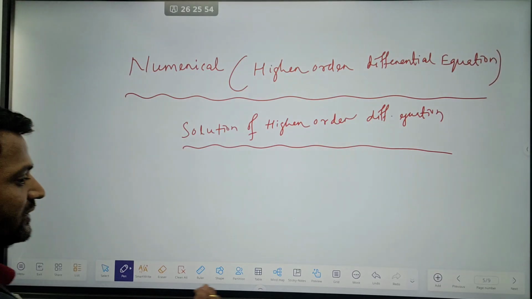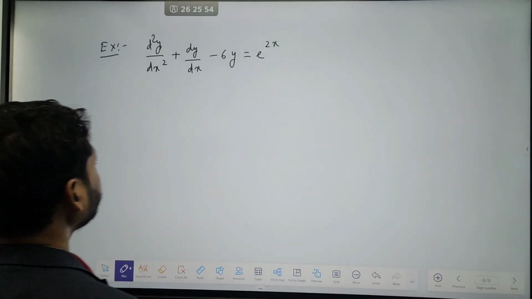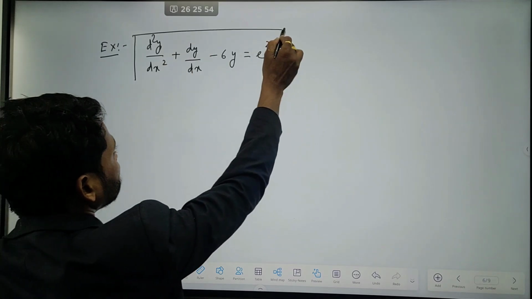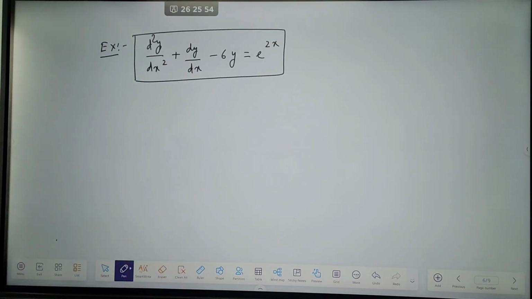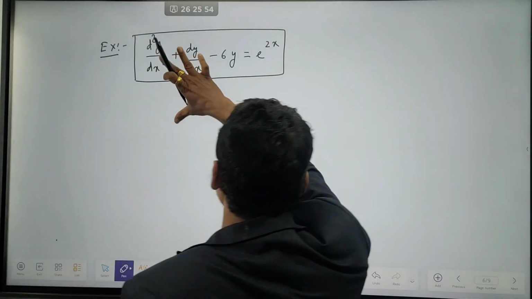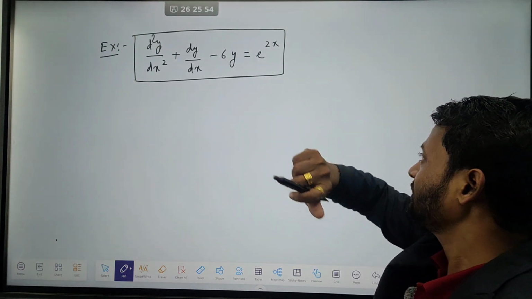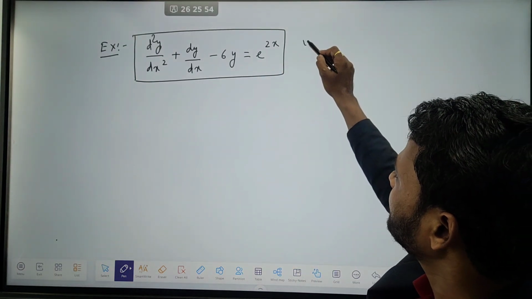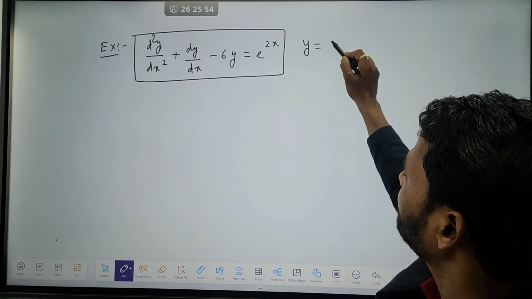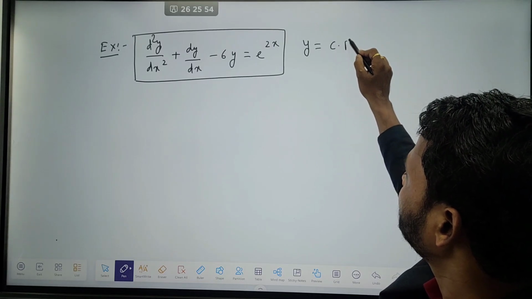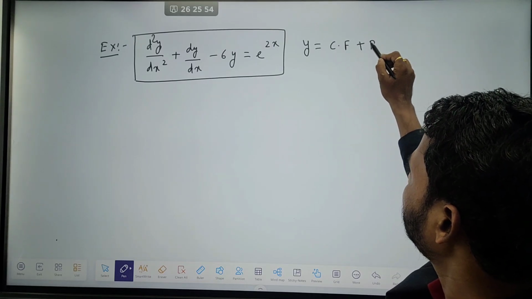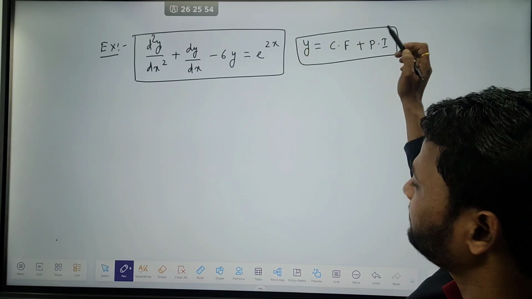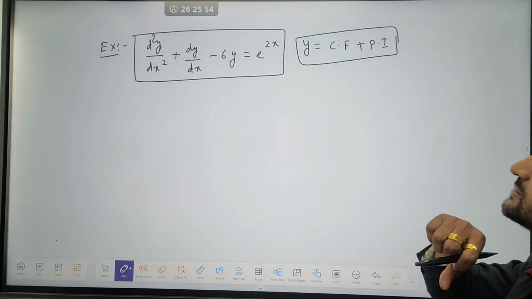So directly we will take one example. Let us find the general solution of this equation. Okay, so it's a higher order differential equation. The RHS part is e to the power 2x. Meaning we will find the general solution, that is y equal to CF, complementary function, plus PI, particular integral. And how to find CF and PI I have already explained in my previous class.